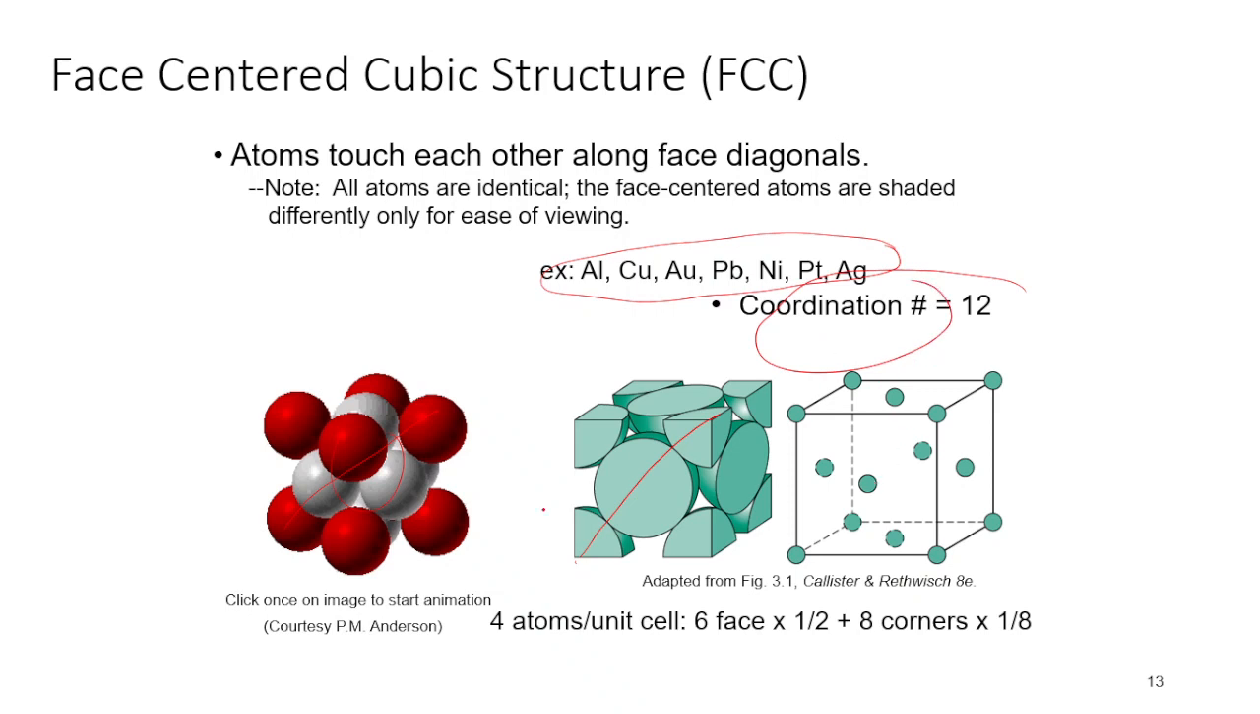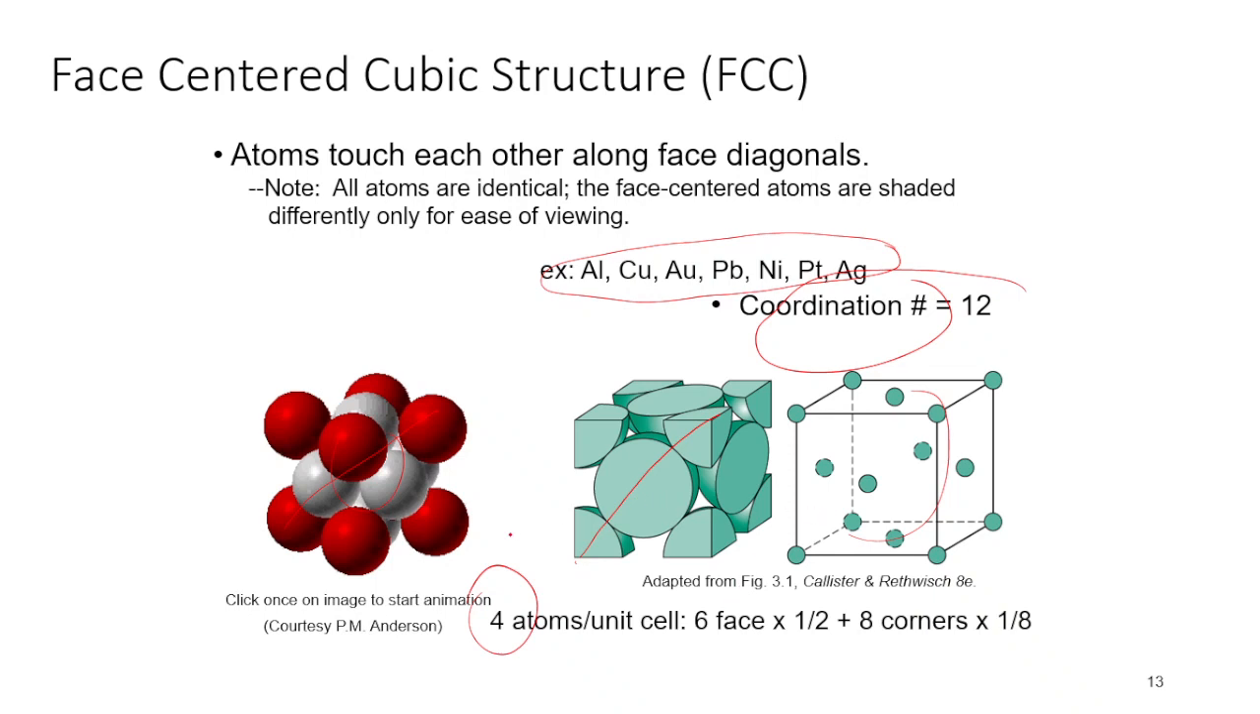Okay, so FCC is a very common crystal structure, and its coordination number is 12. That is, each atom is touching 12 other atoms. So the coordination number is 12, and the number of atoms in this particular unit cell is a total of 4. Why is it 4?